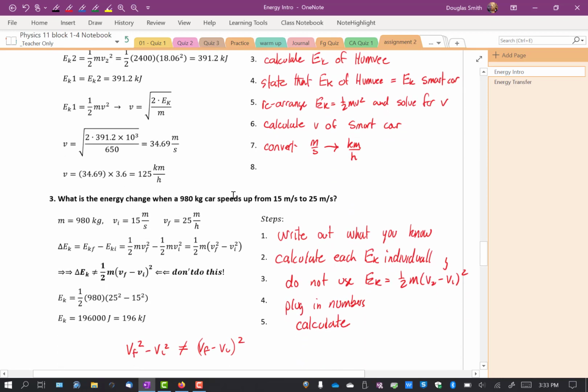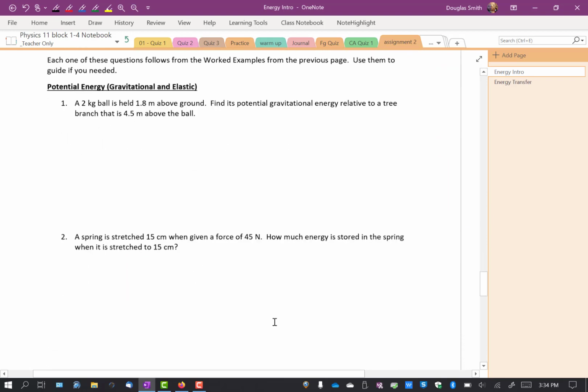And the last thing is when we look at kinetic energies that are changing and we want to know the increase or decrease of kinetic energy, we have to solve the two different kinetic energies separately. So it's 1/2 mv final squared minus 1/2 mv initial squared. You cannot do this. Those things are not equivalent. You can't just find the difference of the velocities and then square that. That doesn't work.